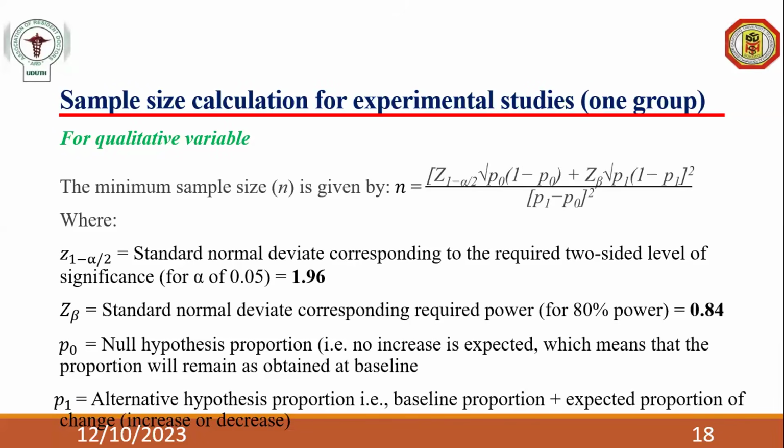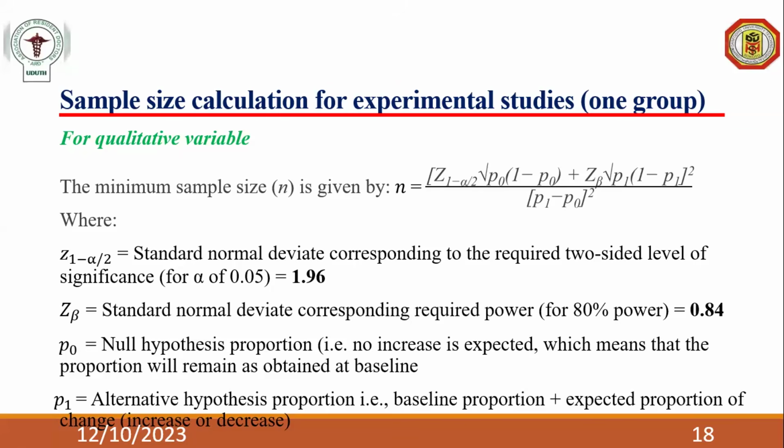So that type of experimental research is called a one-group experimental study. So these are one-group experimental studies, but not two groups. Here you don't have two groups, you only have one group, but you want to measure the before and after. You want to have their measurement before and after intervention. That is a one-group study.